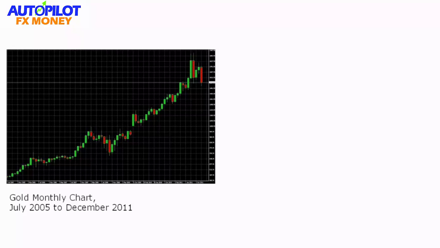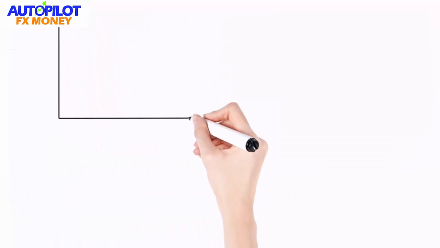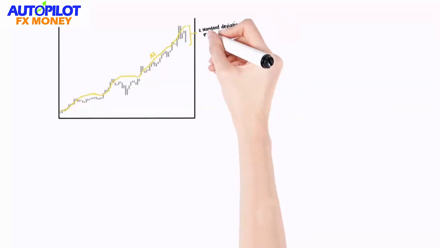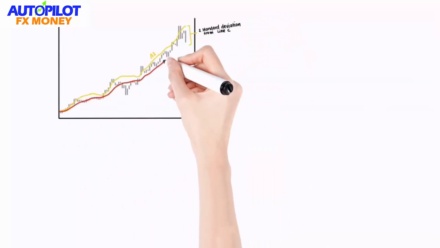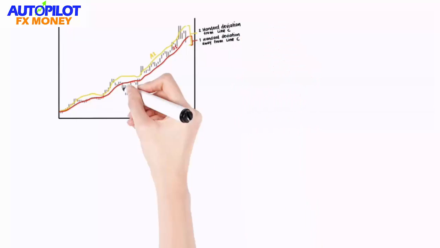Here's an illustration. Here's the same gold chart we saw in the last lesson. Here's that same chart with DBBs plotted on it. Here's a brief explanation of each line. A1, the upper BB line that is two standard deviations away from line C, which is the 20-period simple moving average, SMA. B1, the upper BB line that is at a one standard deviation distance from the 20-period SMA.